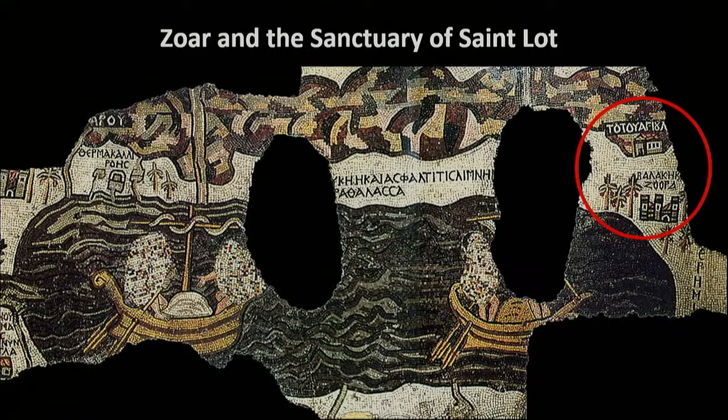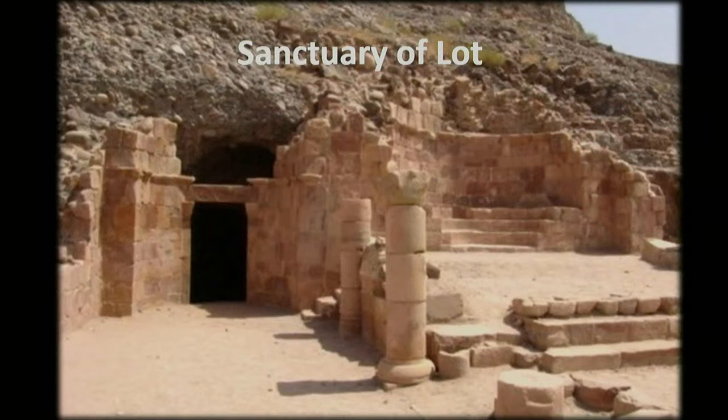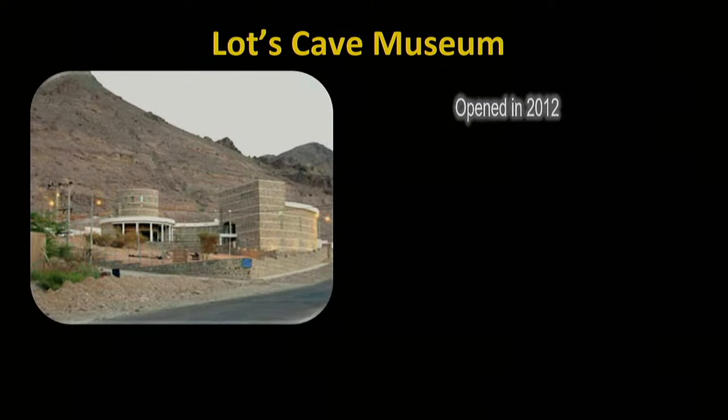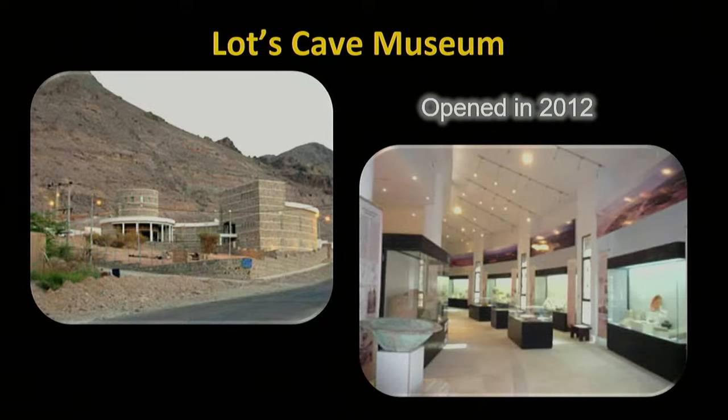Well, the existence of the Sanctuary of St. Lot was discovered in 1983. Archaeological excavations between 1989 and 1993 identified both the Sanctuary of St. Lot, shown here, and a stone bearing the inscription St. Lot at this location. The church was built on the site of the cave traditionally held to be where Lot and his daughters had lived. In 2012, the Lot's Cave Museum, shown here, opened to the public.